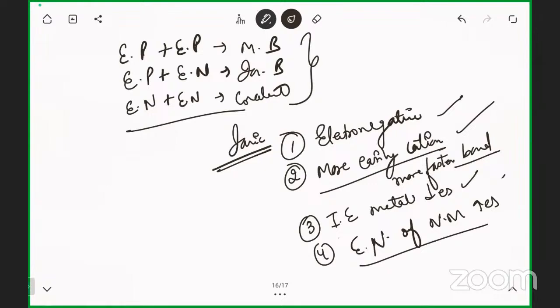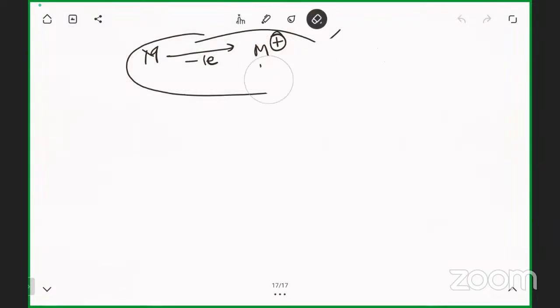Okay, what is the difference between electronegativity and electron gain enthalpy? Sir, electron gain enthalpy is the energy required to give an electron to the atom. Yes, sir, see, to give away the electron.